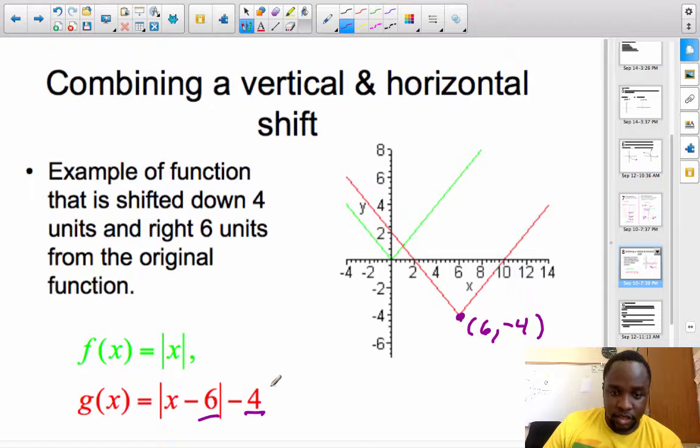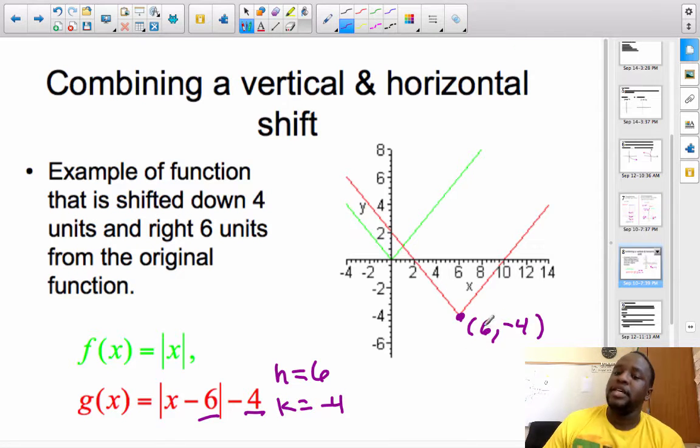So h equals 6 and k equals negative 4, so that our vertex is at (6, -4).